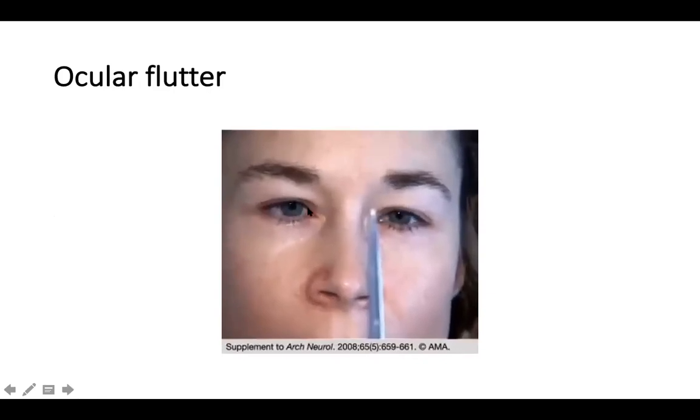Of course, it can be confused with horizontal nystagmus, but horizontal nystagmus has a definitive fast component and a slow component. Whereas in a flutter, you will not be able to distinguish between a fast component and a slow component. So this is your ocular flutter.